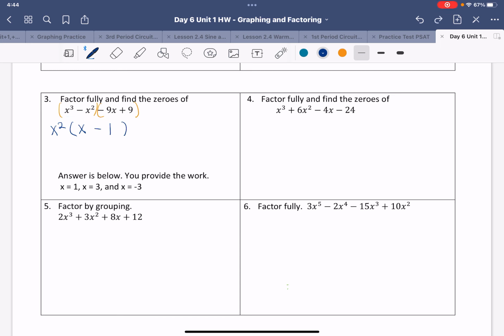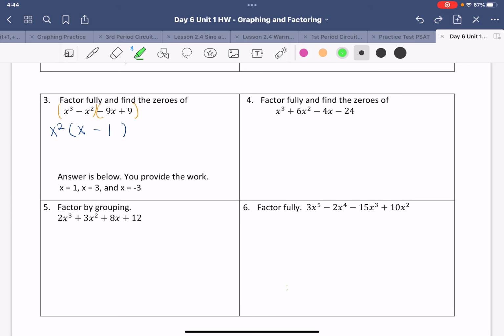Next stop is negative 9x and plus 9. So I always tell people in this slot right here, you always have to take out something. So if that means a 1, if that's all they have in common, then cool. But you have to take a number out. In this case, we have negative 9x and plus 9. If you see a negative sign, you want to make sure to always take out that negative sign.